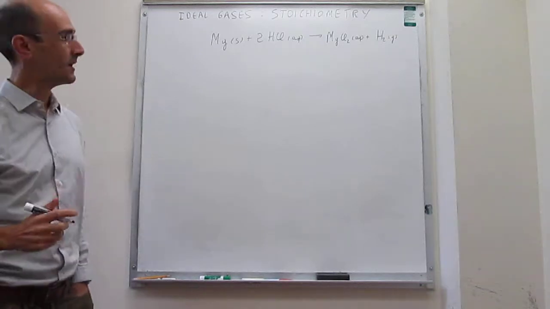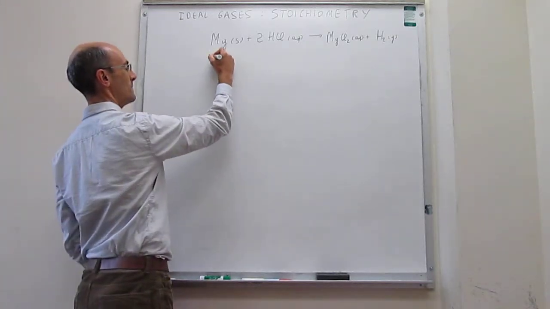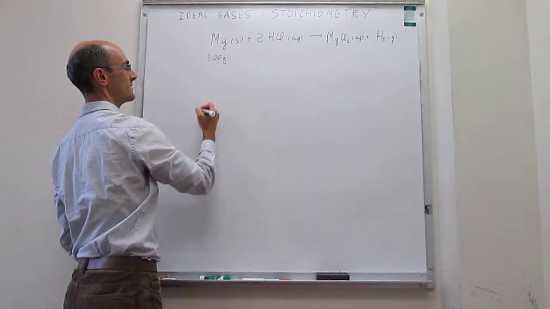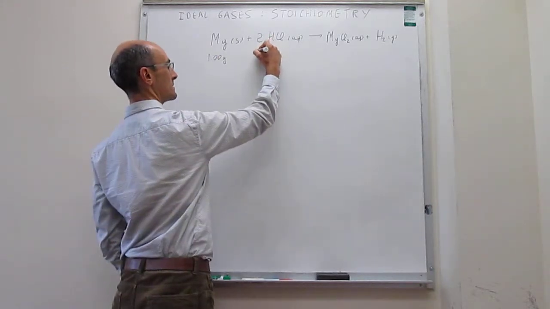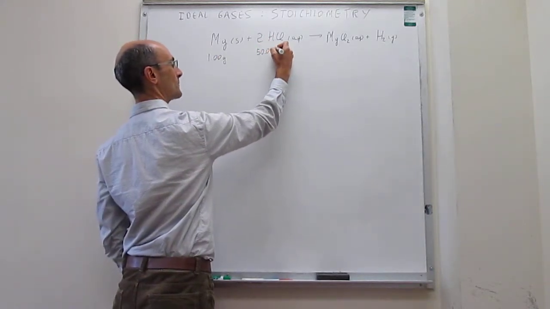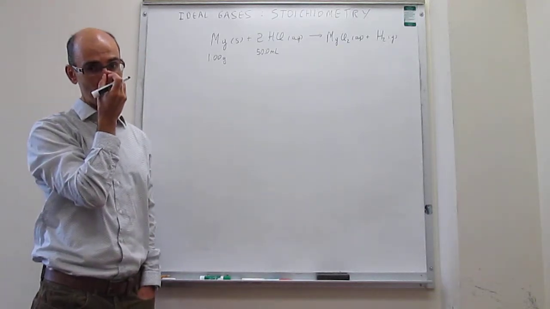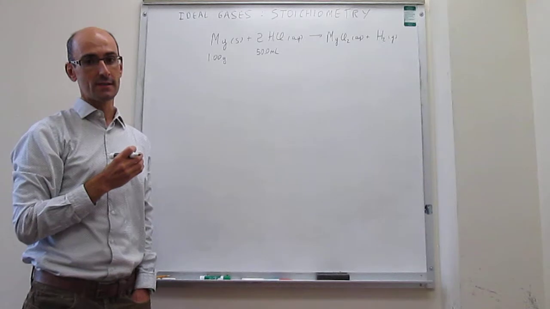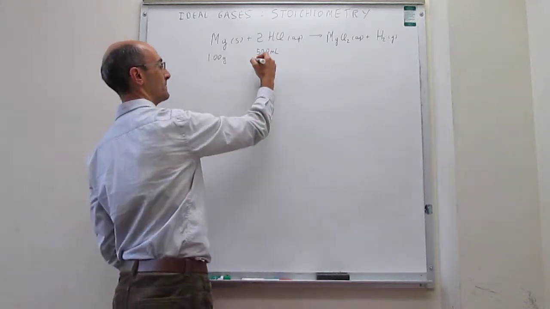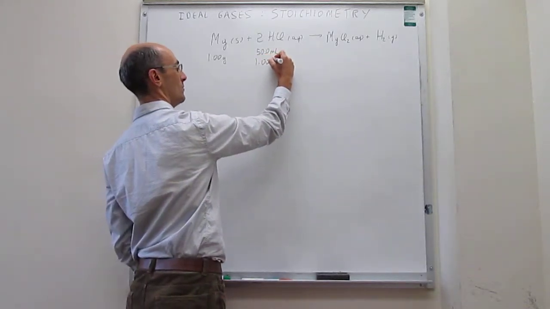Right, so the idea is as follows. We're going to mix 1 gram of the solid magnesium with 50 mL of a solution of HCl of a given molar concentration, which in this case is going to be equal to 1 molar. Okay, so 1.00 molar.